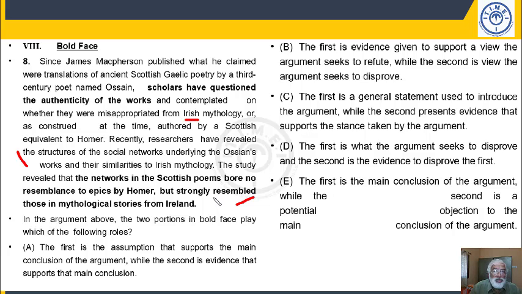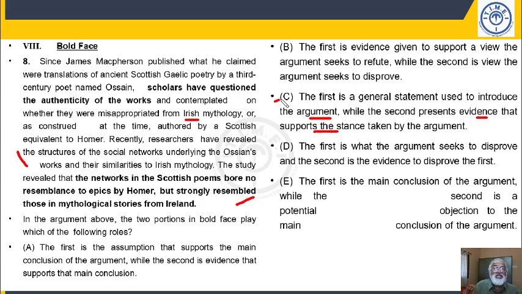Whose argument? The argument of scholars, namely that these works are not authentic, while the second presents evidence that supports that stance. So the first is a general statement used to introduce the argument, which is scholars have questioned, and the second presents evidence that supports that question. That's what we were looking at, right? So C is a possibility here.